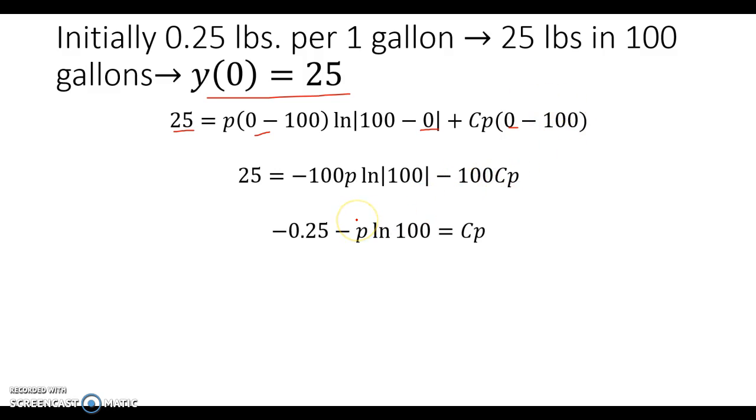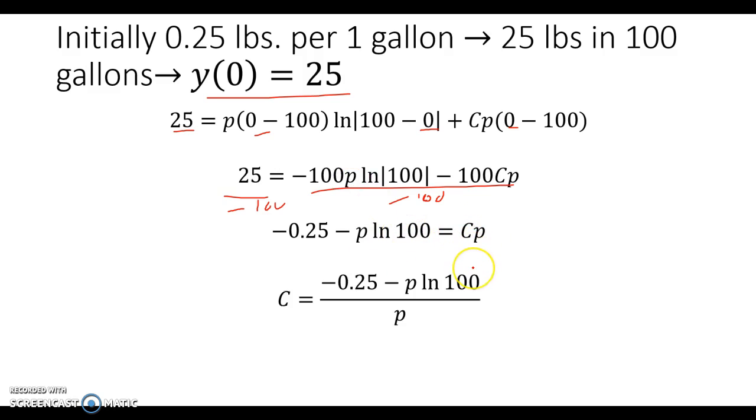And now what I'm going to do is I'm just going to isolate C. So I've divided both sides by negative 100, negative 100 here and divided by negative 100 here. And then next thing I've done is I've subtracted P ln 100 from both sides. So I'm trying to isolate C. And the next thing I do is just divide by P here and divide by P over on this side. And I get C equals that.